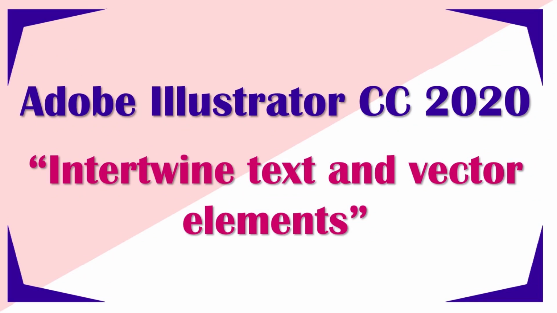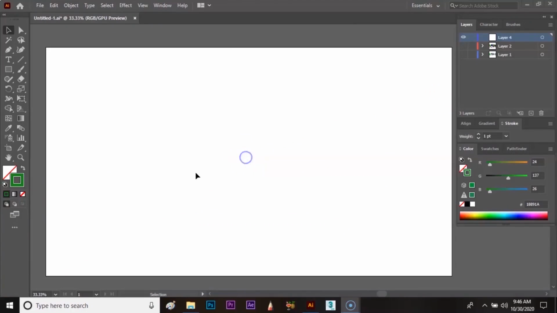My name is Simran Naudiyal and today in this tutorial, I will show you how to intertwine text and vector elements in Adobe Illustrator. So, let's start. To intertwine text and vector elements, first I am going to create a vector element. I am going to create a leaf vine. So, let's get started. I'm going to create the stem using the pen tool.